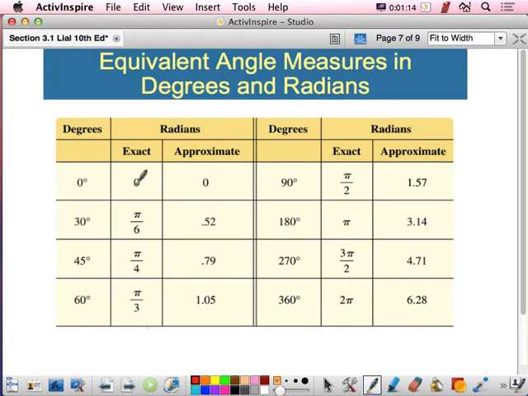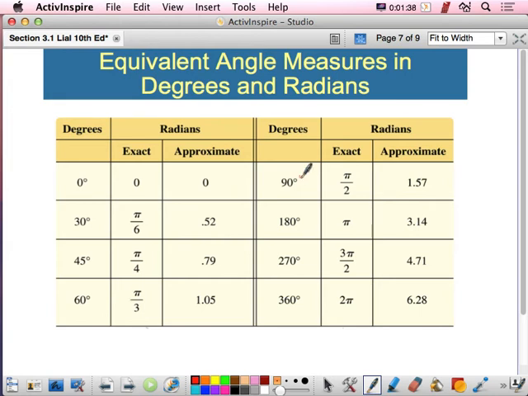0 is still 0, except notice that 0 radians doesn't have a unit mark. That's how you know the difference, whether it's 0 radians or 0 degrees. The degree will have the degree symbol, but the radians won't. So 0 is 0, 30 degrees is pi over 6, 45 degrees is pi over 4, 60 degrees is pi over 3, and now we want to move over here to 90 degrees.